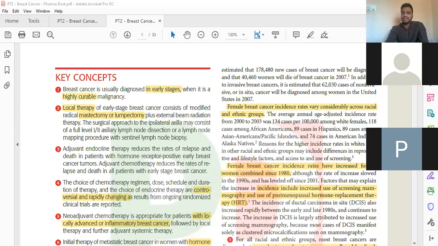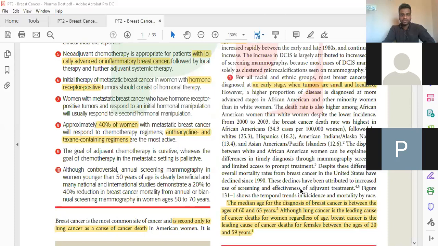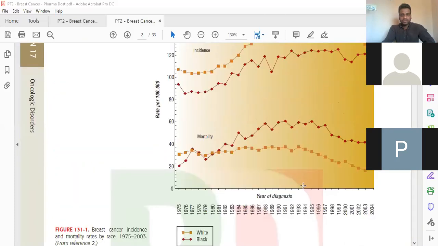Again, there is racial and ethnic group variation, based on whether the population is white or black. Based on that, breast cancer also does vary, and female breast cancer incidence rates have increased in the last 3 to 4 decades. The incidence rate has increased. I will show you a graph over here. If I talk about ethnicity, you can see here.